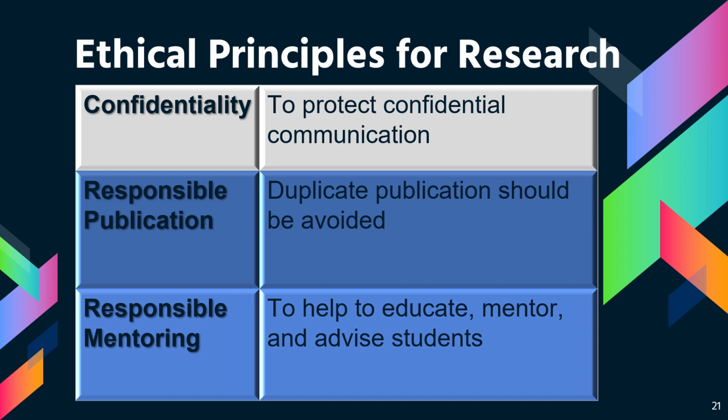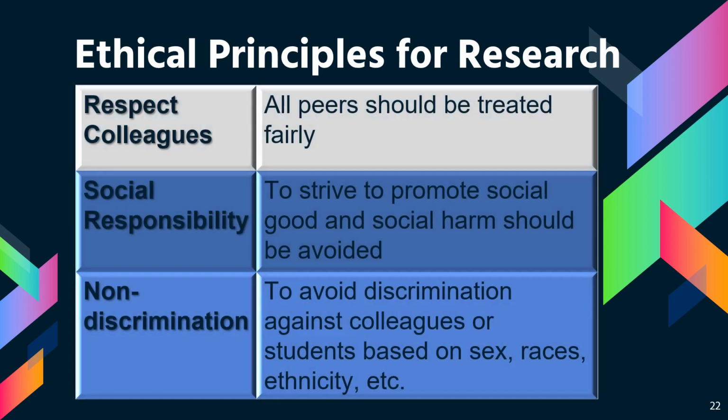Followed by responsible publication. Remember that duplicate publication should be avoided. Next is responsible mentoring. You have to help to educate, mentor, and advise students. Another ethical principle is respect for colleagues. All peers should be treated fairly. A researcher must also consider social responsibility. To strive to promote social good and social harm should be avoided.